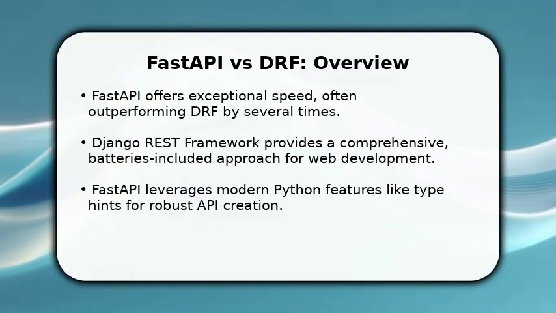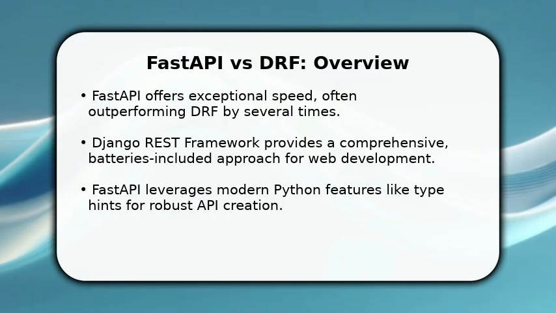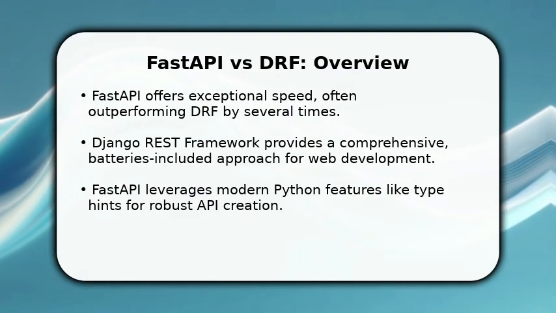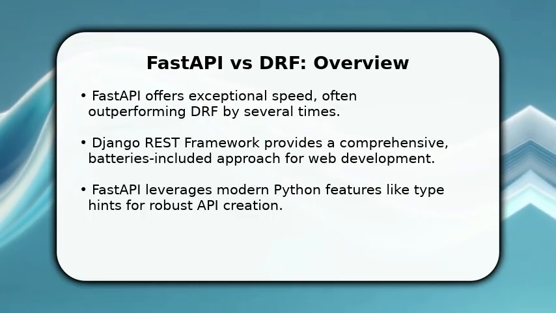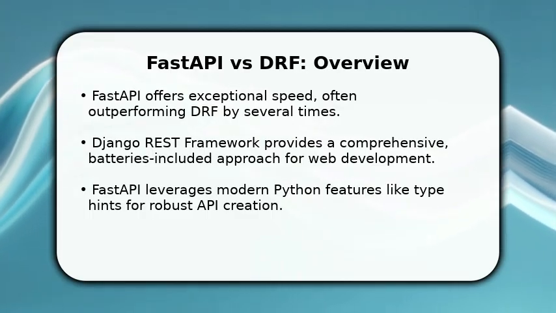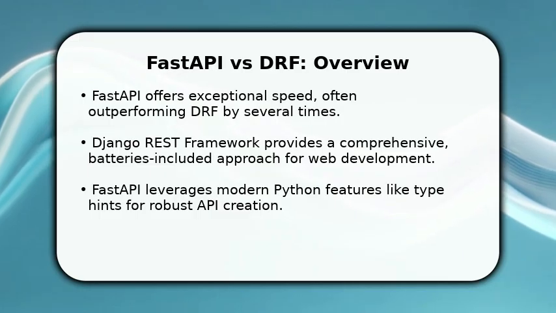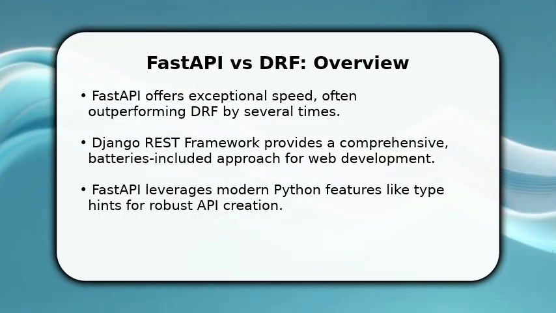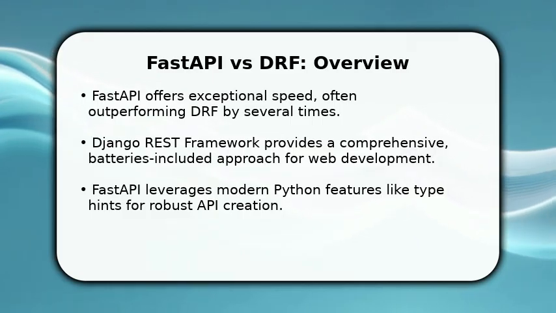In this video, I will compare FastAPI versus Django REST Framework. FastAPI is known for its incredible speed, often performing several times faster than DRF, making it excellent for high-throughput applications. Django REST Framework, on the other hand, offers a complete, batteries-included solution, building upon the robust Django ecosystem.